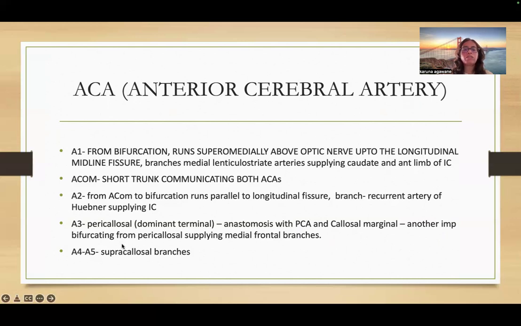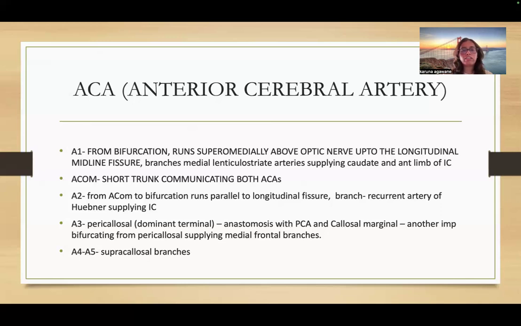The A1 segment is from the origin, coursing superomedially up to the level of the anterior communicating artery, which is just at the beginning of the midline longitudinal fissure. It gives off the medial lenticulostriate artery supplying the caudate nucleus and anterior limb of the internal capsule. ACOM, the anterior communicating artery, is nothing but a short connection between the two anterior cerebral arteries and the level demarcating the differentiation between the A1 and A2 segments.